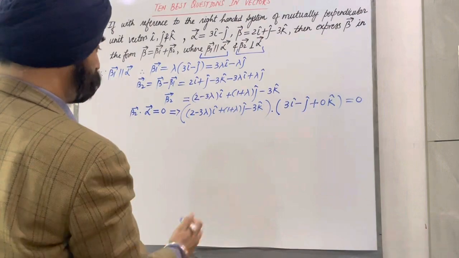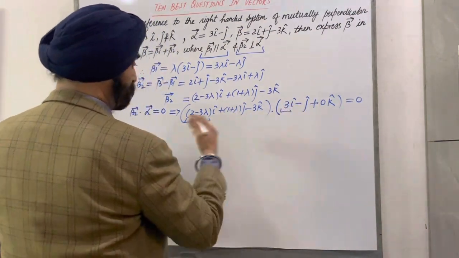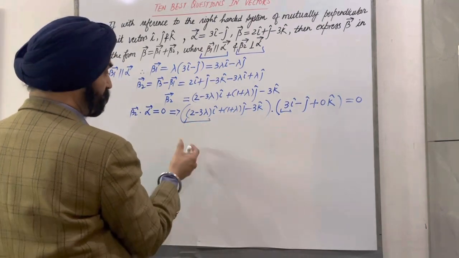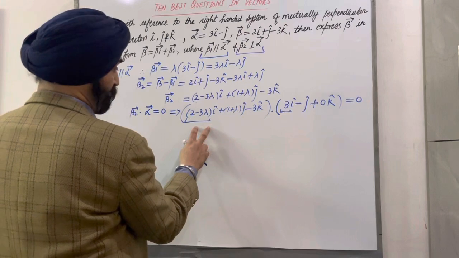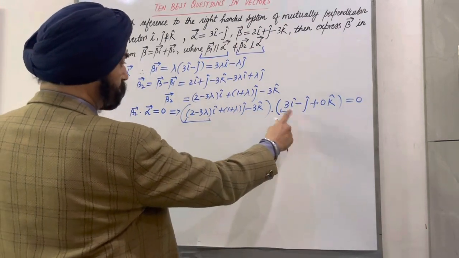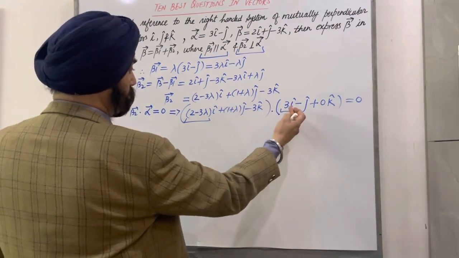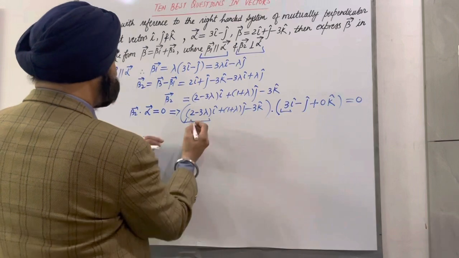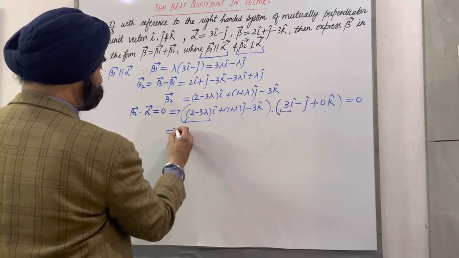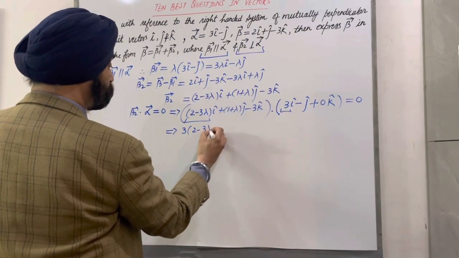While performing dot product, we know that the scalar components of i get multiplied together. The scalar attached with i, from the first bracket, is 2 minus 3 lambda. From the other bracket, the i component, or scalar component, is 3 here. So it is 2 minus 3 lambda in product with 3. So I can write 3 times 2 minus 3 lambda here.